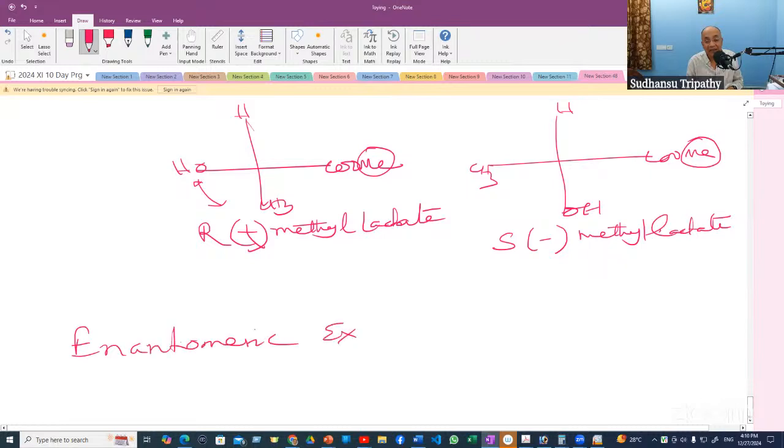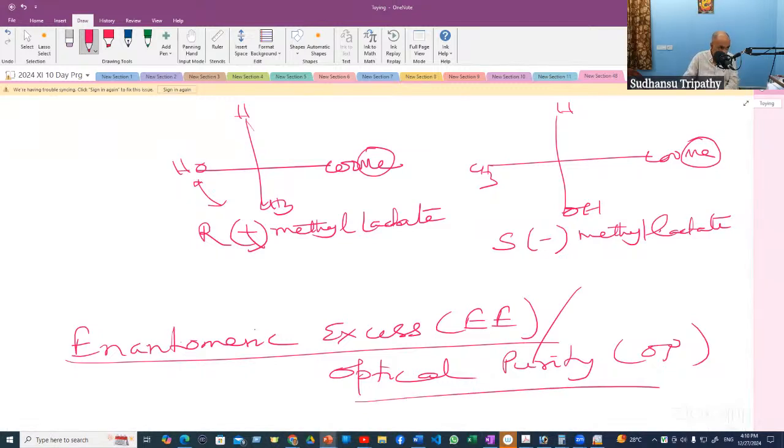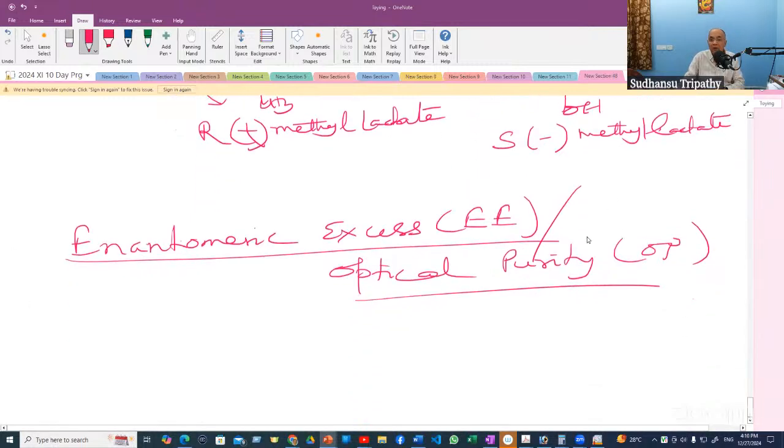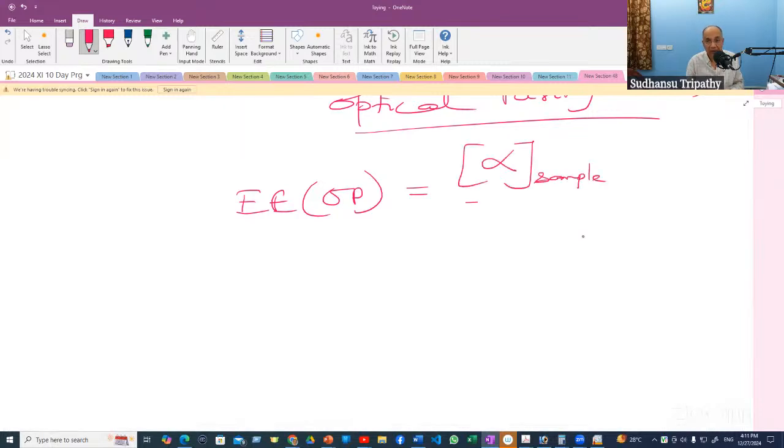excess, EE. Sometimes it is called optical purity, OP, which is equal to: EE or OP is equal to alpha of the sample, say specific, by alpha of the pure compound into 100. It's a percentage.